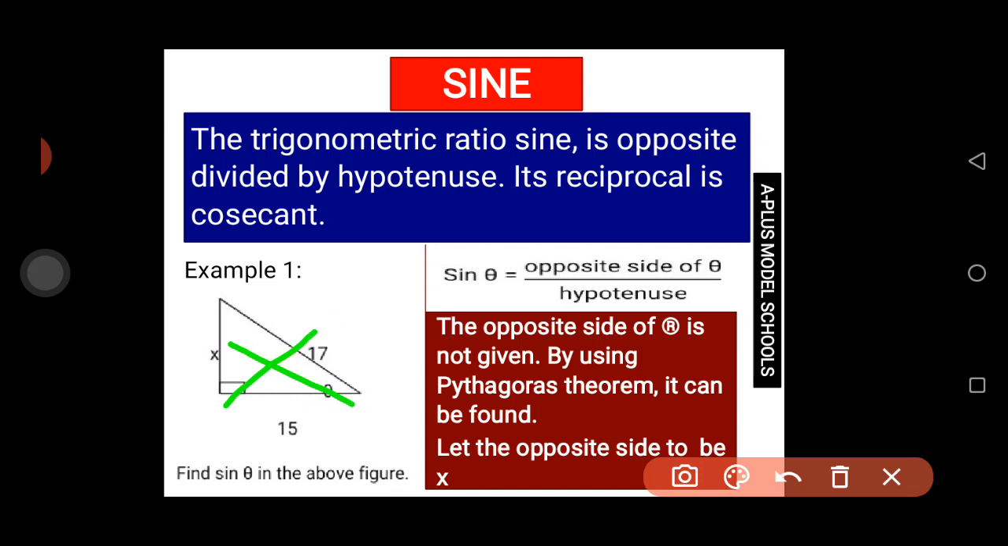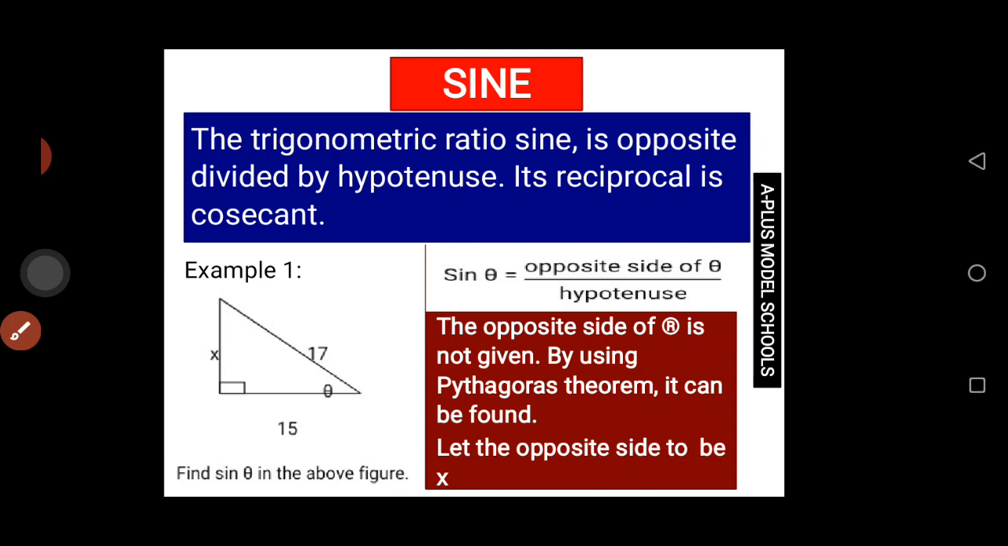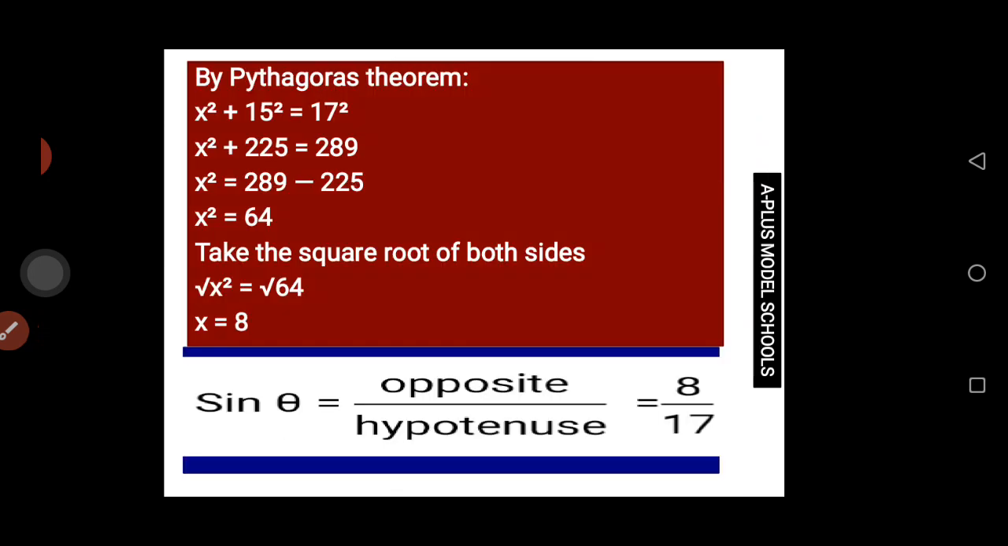Since I have identified the hypotenuse, the opposite and the adjacent, the question is very simple. My formula will be x squared plus 15 squared, which is the opposite squared plus the adjacent squared, equals the hypotenuse squared, which is 17 squared. So x squared plus 225, because 15 times 15 gives 225, equals 17 times 17, which gives 289. So x squared equals 289, because that's the first number after the equal sign.